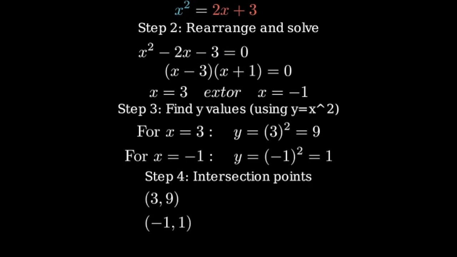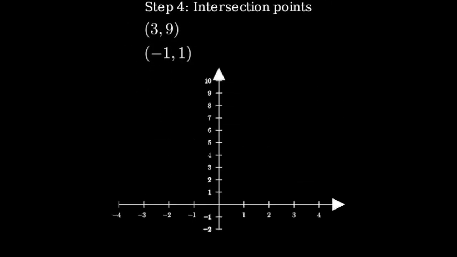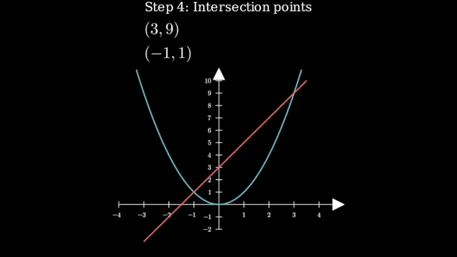Let's visualize this on a graph. Here are the coordinate axes. We plot the parabola y equals x squared in blue and the line y equals 2x plus 3 in red. You can clearly see the 2 points where the curves cross. These are our intersection points, (negative 1, 1) and (3, 9), just as we calculated.